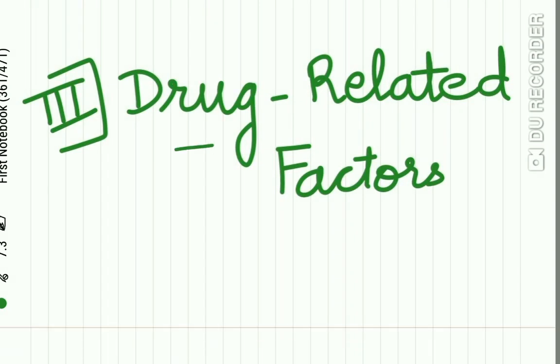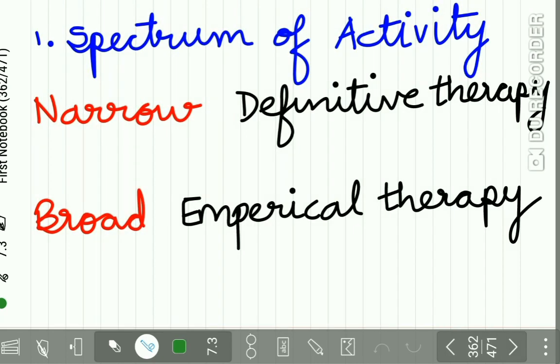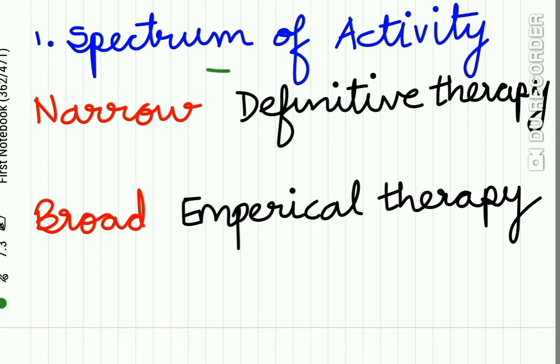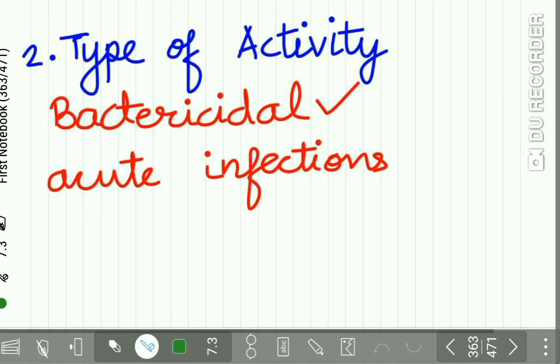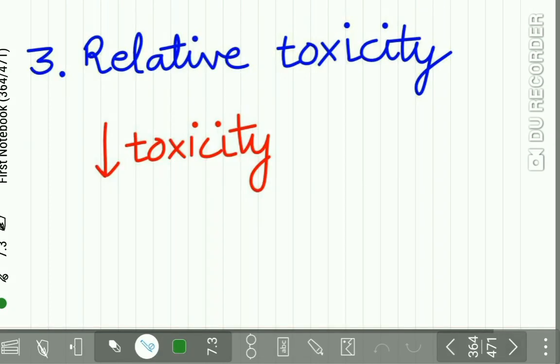Now, third are the drug-related factors. The first drug-related factor which is helpful in the choice of an antimicrobial agent is the spectrum of activity. Narrow-spectrum antibiotics are used for definitive therapy, while broad-spectrum antibiotics are used for empirical therapy. Secondly, the type of activity. Bactericidal drugs are more preferred than bacteriostatic drugs. These are more important in acute infections.